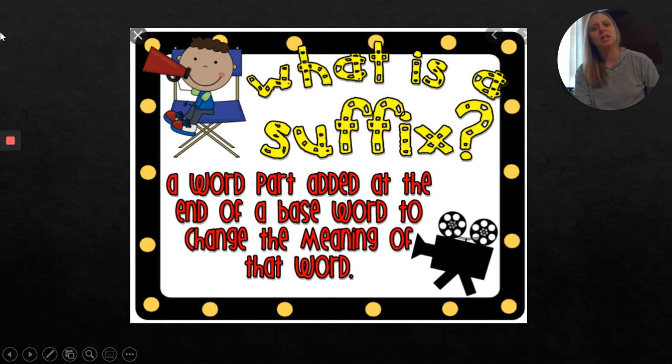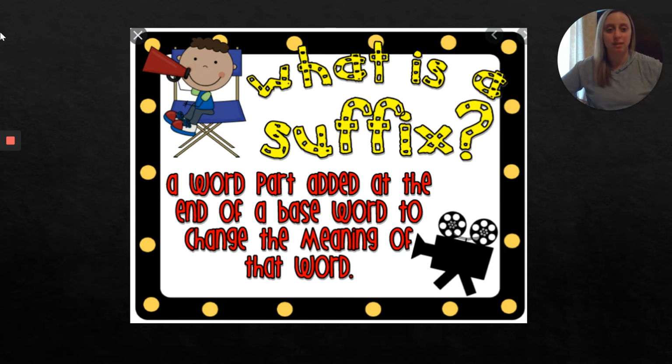So our big topic today is going to be suffixes. Now, your child has already learned about one suffix, at least one. A suffix is a word part that gets added to the end of a base word, and it'll actually change the meaning of a word. Even if it's the slightest little bit, it will change the meaning of a word.